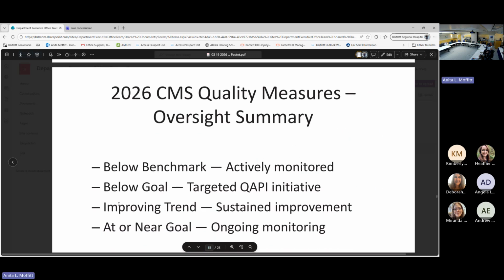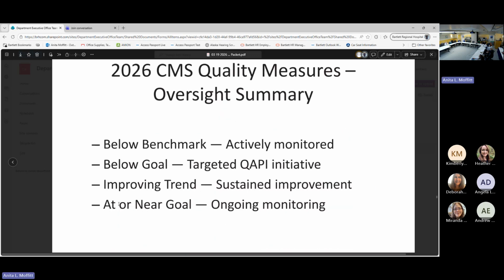So it's one of these, this is just kind of what we're doing, just a little bit of benchmark. We're going to actively monitor it. So we're going to pull the data and make sure that we're continuing below the benchmark. Below goal, we'll do a targeted process improvement plan and address those things that we find in the data. Improving trend, we'll continue to monitor that to make sure we sustain that improvement. At or near goal, we're going to just continue to monitor those.